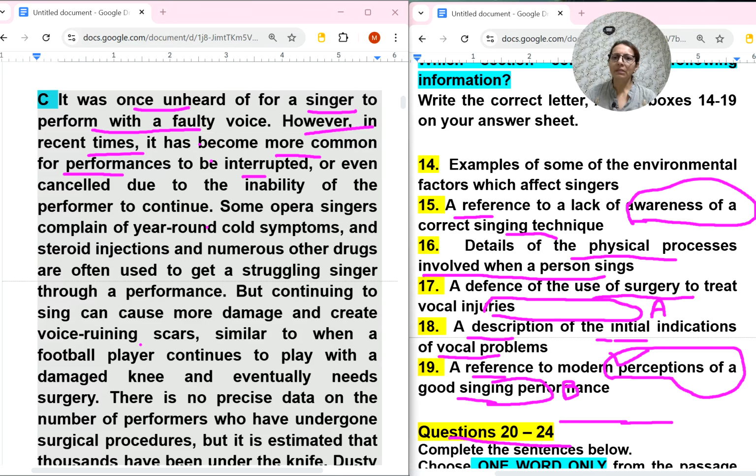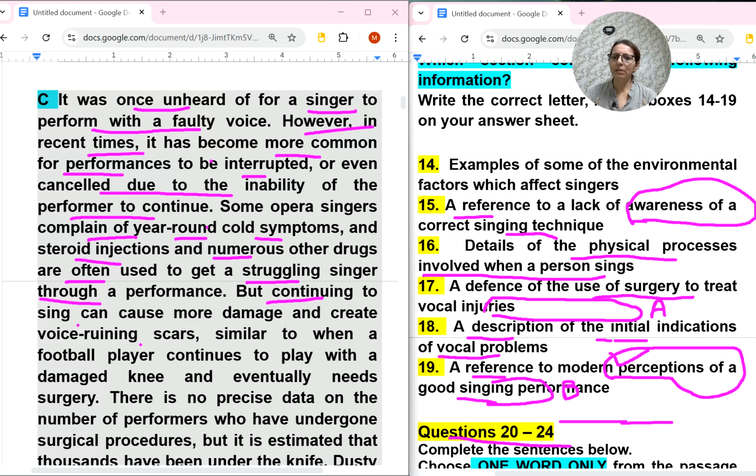However, in recent times, it has become more common for performances to be interrupted or even cancelled due to the inability of the performer to continue. Some opera singers complain of year-round cold symptoms, and steroid injections and numerous such things are often used to get a struggling singer through a performance.